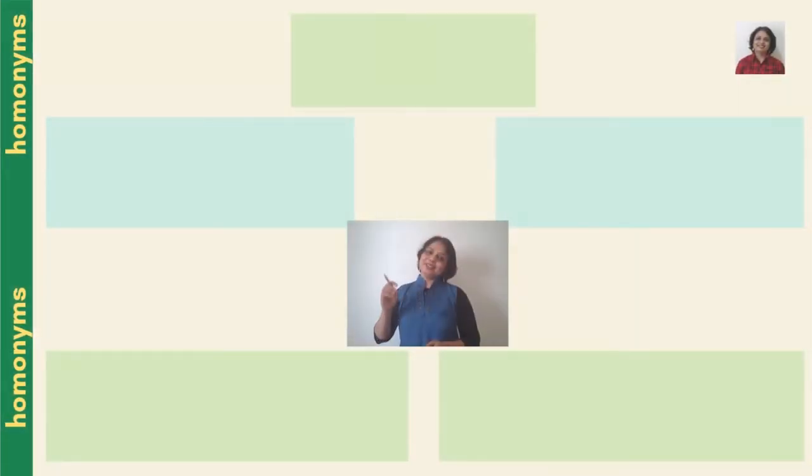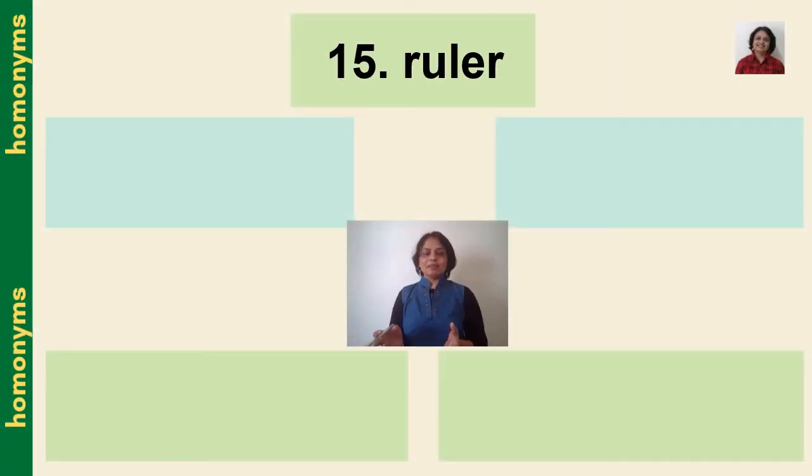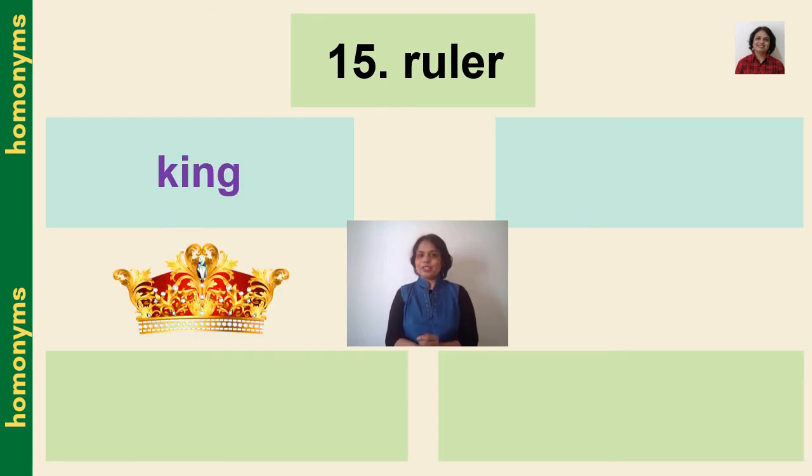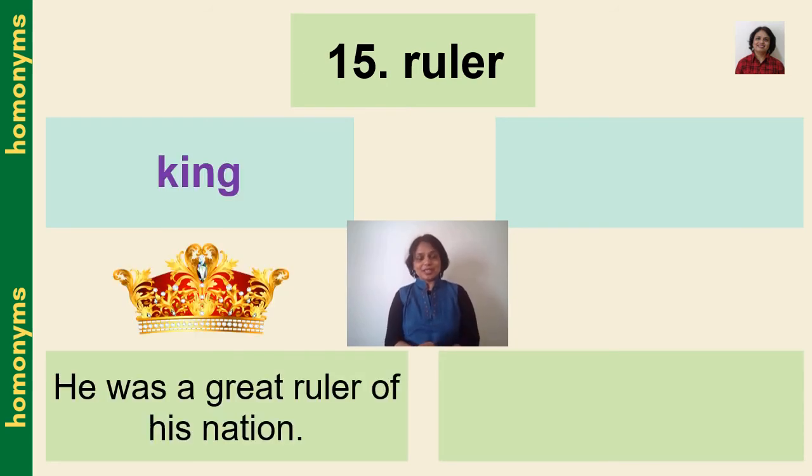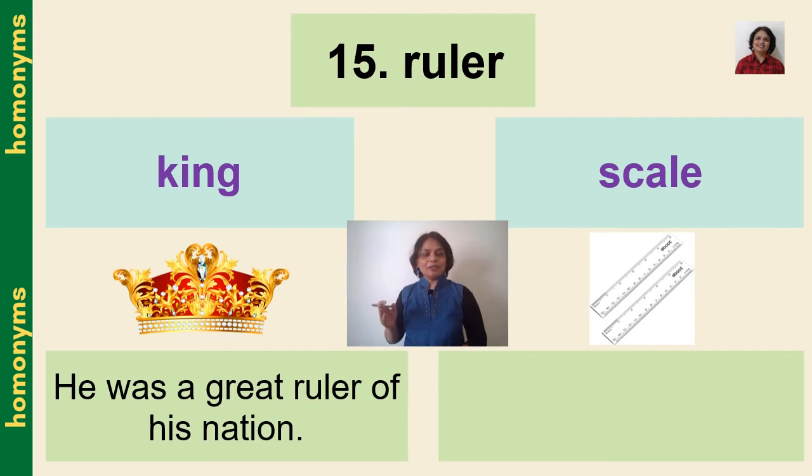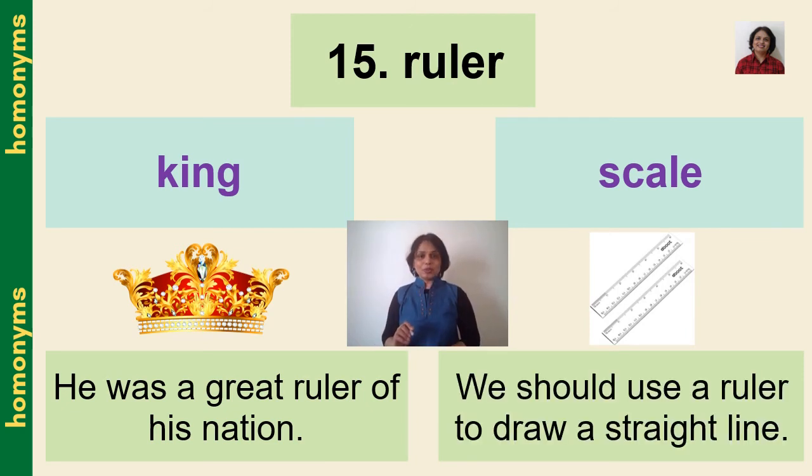Number 15 is ruler. It means ruler, the king. Okay? He was a great ruler of his nation. He was a great ruler of his kingdom, you can say. The other meaning of ruler is a scale that you can see in the picture that we use for mathematics and geometry. You should use a ruler to draw a straight line.